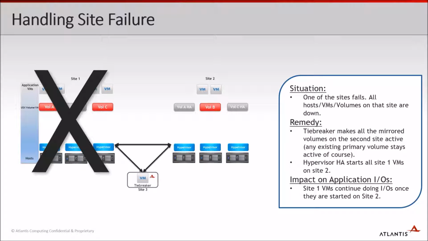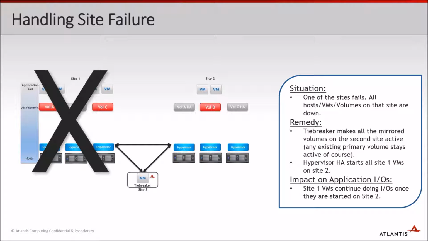And so whether site 1 volume A is up or site 2 volume A HA is up, it doesn't really matter to them. There is no requirement for changing addresses, for example, as in traditional storage, nothing. Volume A HA comes up as volume A and just keeps doing IOs for application VMs that may be running on either of the sites.